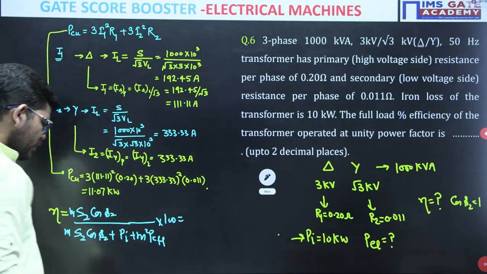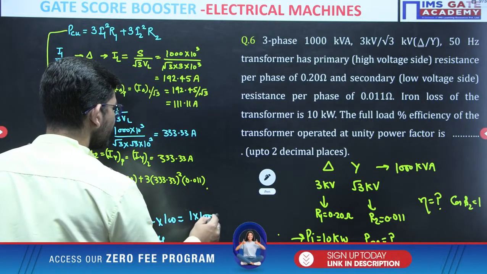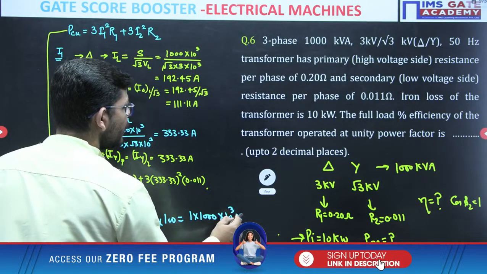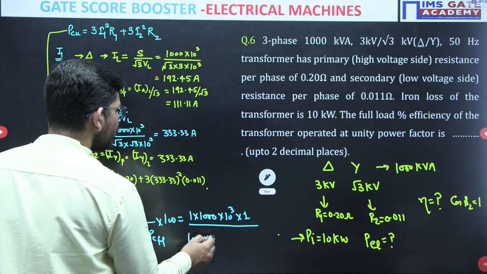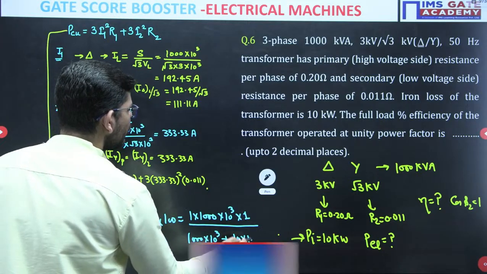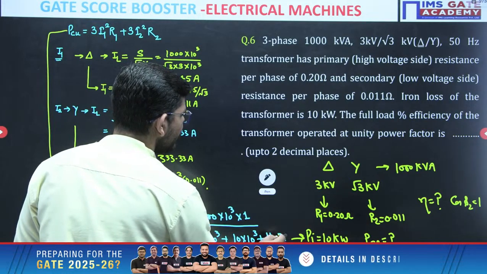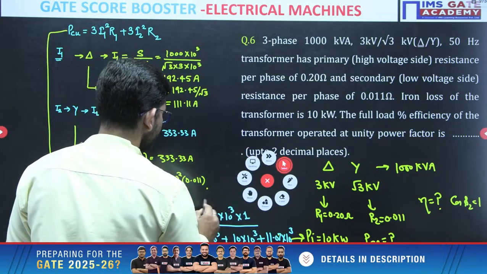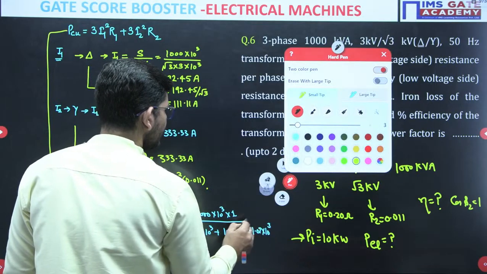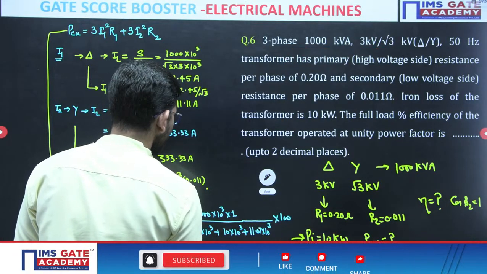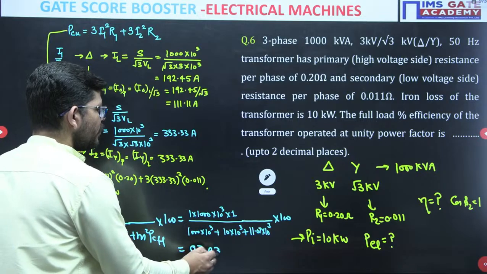Now just put all the values. So m is 1, into S2 is 1000 kVA, into cos phi 2, which we have to calculate at unity power factor. So the same data we will write here, 1000 into 10 to the power 3. Iron losses are 10 kilowatt, plus copper losses are 11.07 into 10 to the power 3, into 100. Now when you calculate the efficiency, it is coming 97.93%.